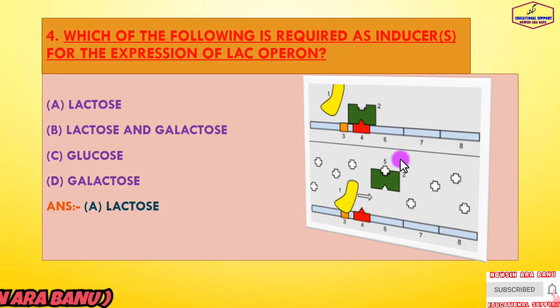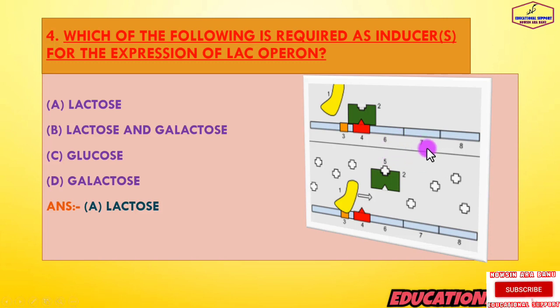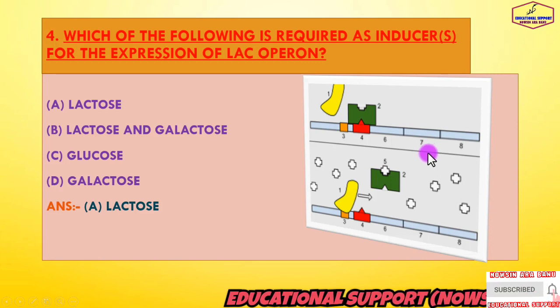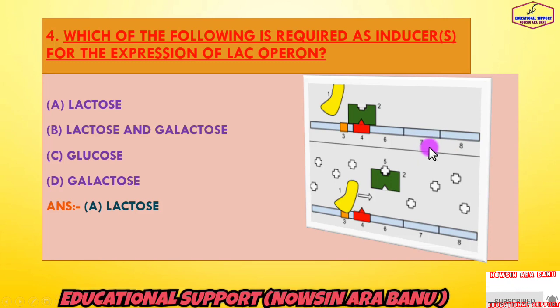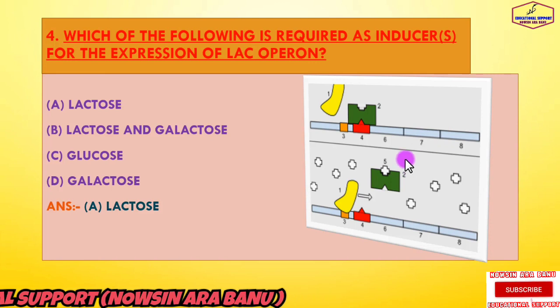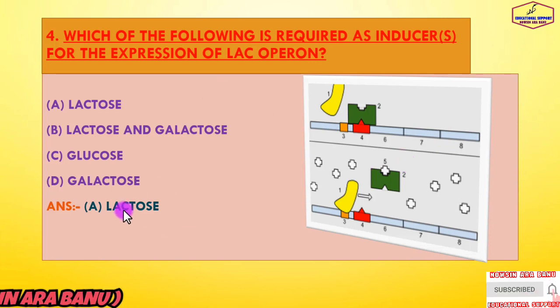Allolactose is an isomer of lactose and is the producer of the inducer of the lac operon. So hence it is termed as inducer. So the answer is lactose.